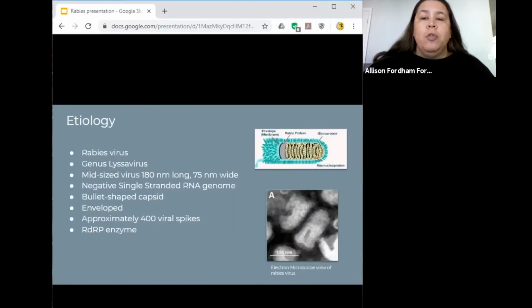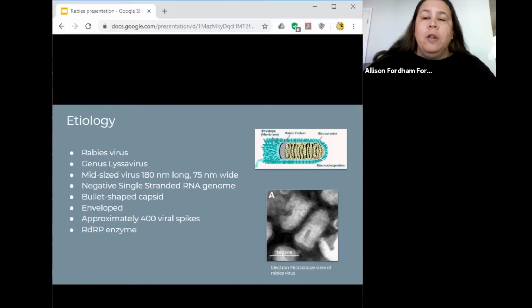Rabies disease comes from the rabies virus. It is from the family Rhabdoviridae and in the genus Lyssavirus, along with 5 similar viruses. It is a mid-sized virus, about 180 nanometers long and 75 nanometers wide. It is an antisense, single-stranded, enveloped RNA, non-segmented, bullet-shaped, helical virus.